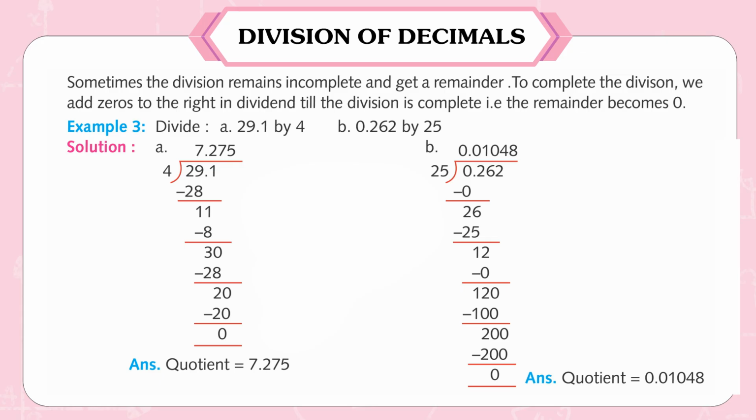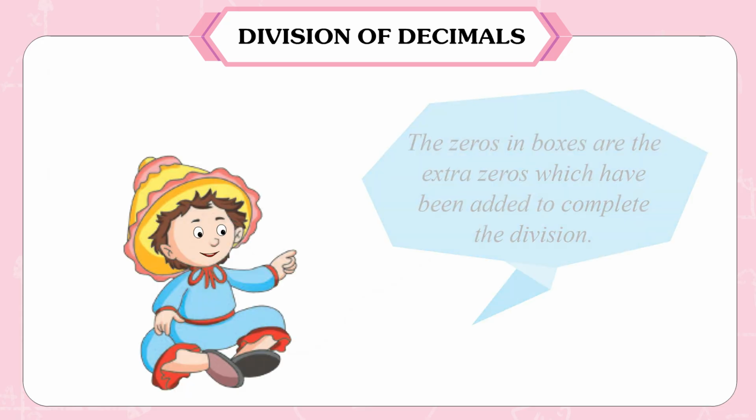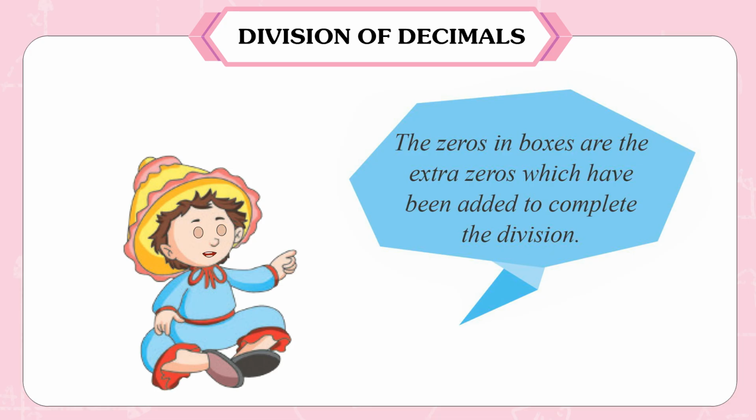(b) 0.01048. 0.262 divided by 25: minus 0, 26 minus 25, 12 minus 0, 120 minus 100, 200 minus 200, 0. Answer. Quotient is equal to 0.01048. The zeros in boxes are the extra zeros which have been added to complete the division.